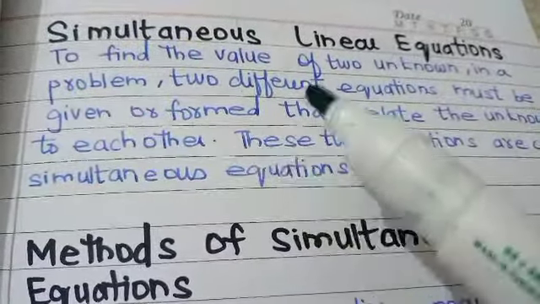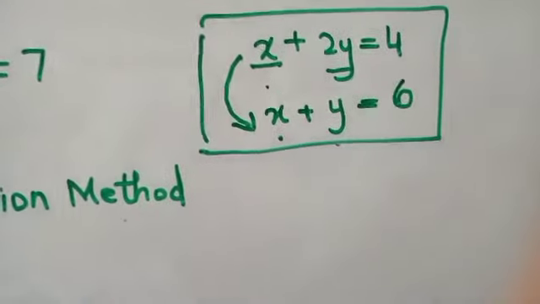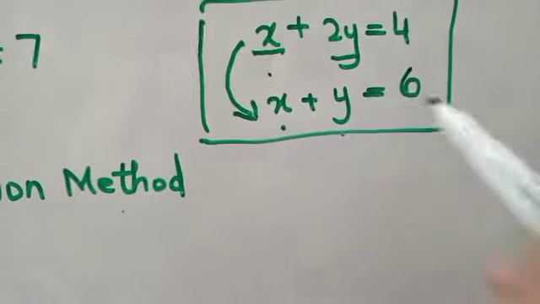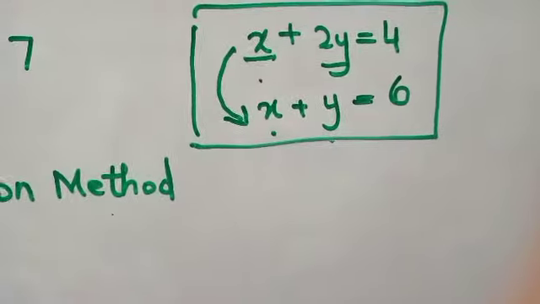When they are given, they are called simultaneous linear equations, and they can be solved by taking out the value of one variable using one of the methods and simply putting the value in the next equation and bringing out the value of the next variable. There are two methods to solve simultaneous linear equations. One is substitution method, other is elimination method. In today's lecture we will do substitution method, and in another lecture we will do elimination method. We are starting with substitution method.